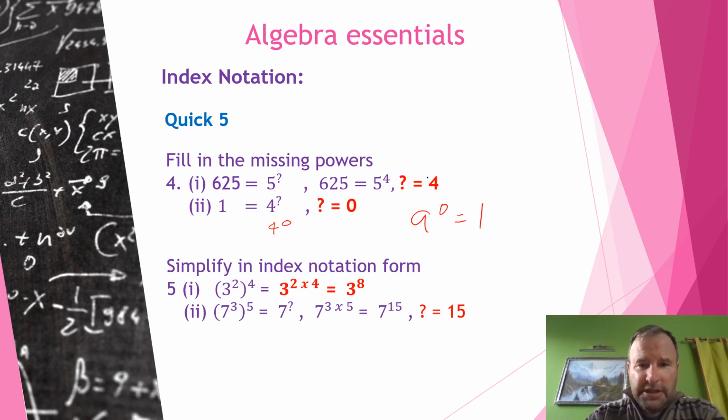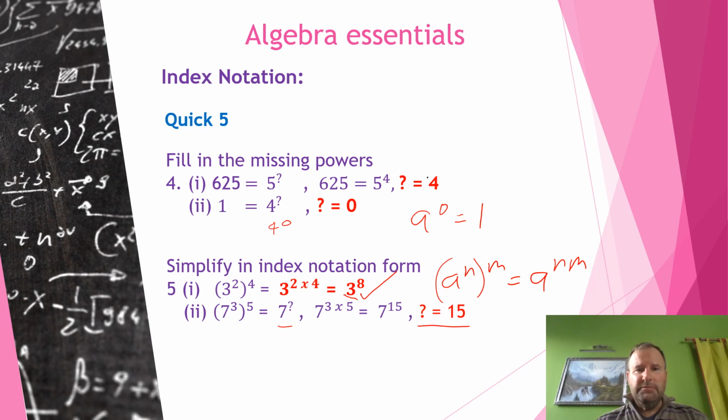here we go, using that rule, a to the n to the m equals a to the n times m. We multiply the powers. So 2 times 4 is 8, hence the answer. And here we find out in index form it's got to be the base 7, and then 3 times 5 is 15. I hope you did well in those. If not, practice makes perfect, and if you want any further information, please don't hesitate to ask. There'll be more materials available shortly.